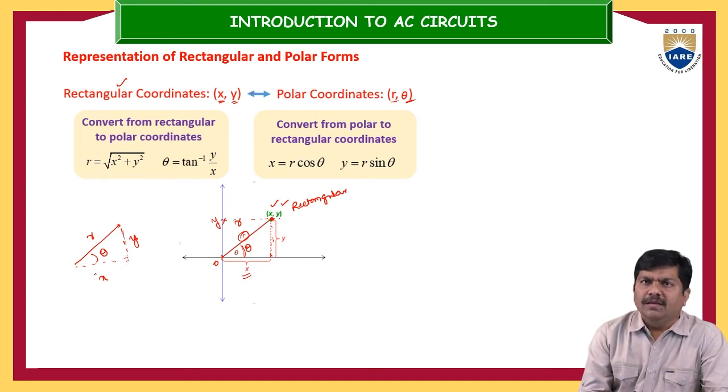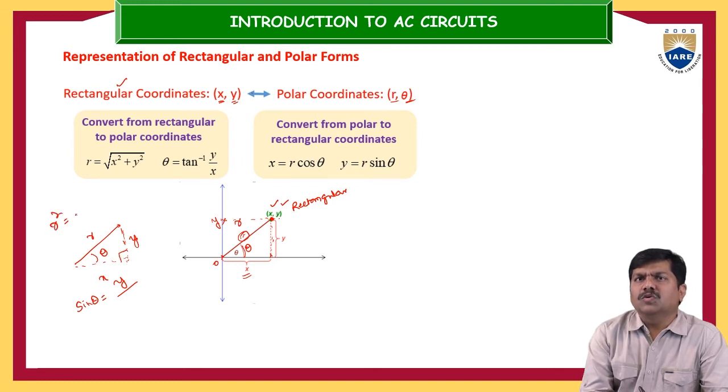Now if you apply sine theta, it is the opposite side divided by the hypotenuse. It is a right angle triangle, making 90 degrees here. So r square is equal to x square plus y square. So what about the r value? It is the square root of this particular value, that is x square plus y square.